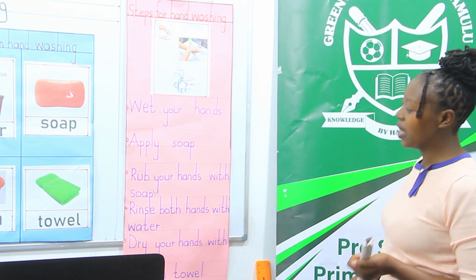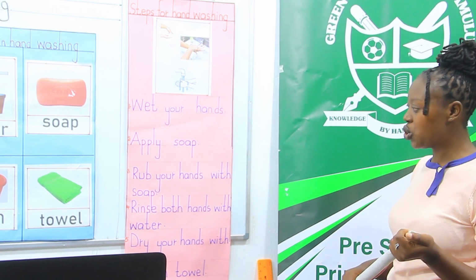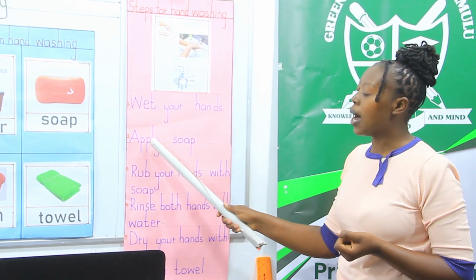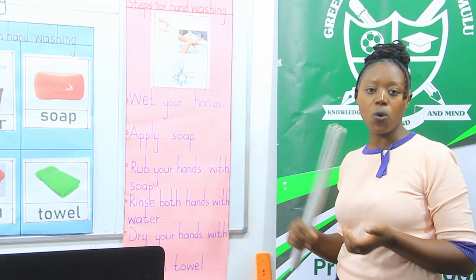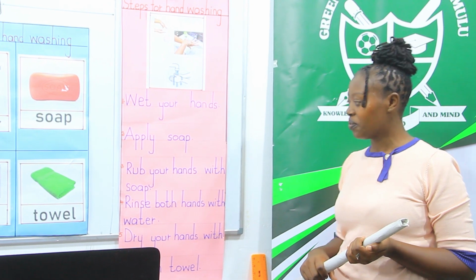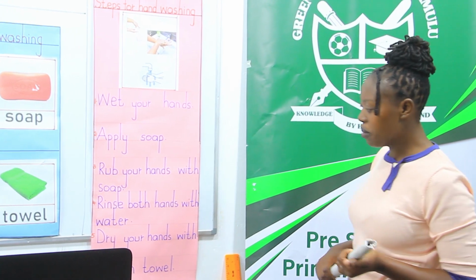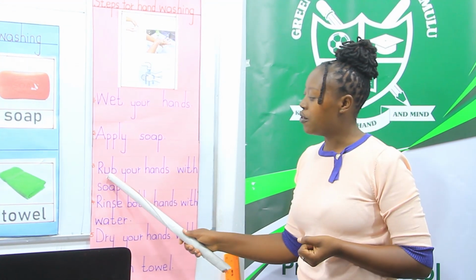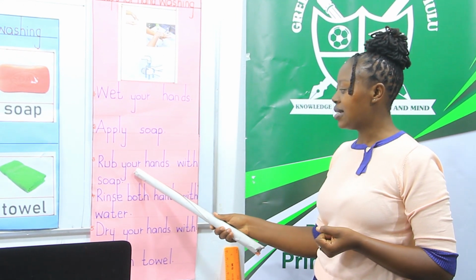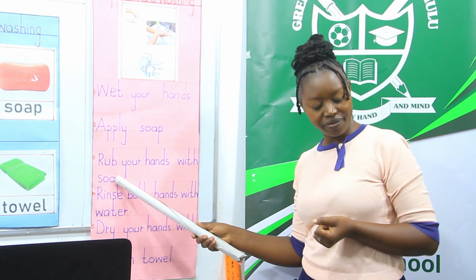Step number 1. It's very, very important for you to wet your hands. Okay? Step number 2. You have to apply soap when you're washing your hands. Then you go on to step number 3. You also have to rub your hands with a soap. Okay?